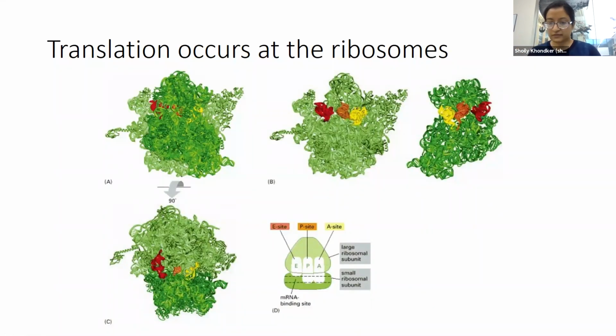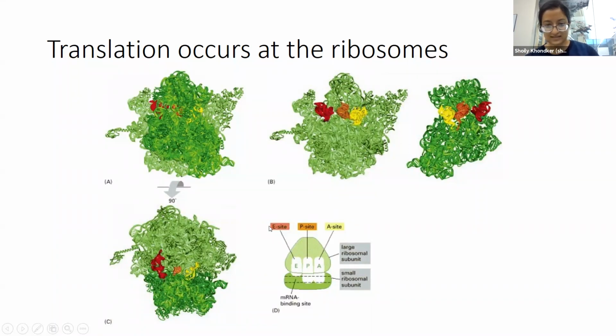Okay, so as I mentioned before, translation occurs at the ribosomes. So again, ribosomes are a complex made of proteins and ribosomal RNA. It consists of 2 subunits, a large subunit and a small subunit, which are represented here. Normally these 2 subunits are separate, but during translation, they form a complex around mRNA, which is threaded through the 2 subunits.